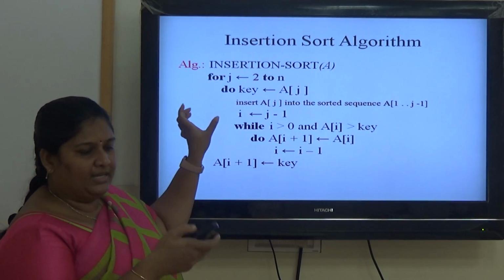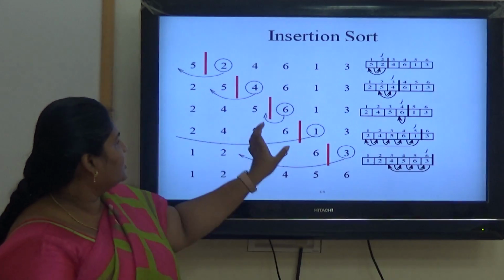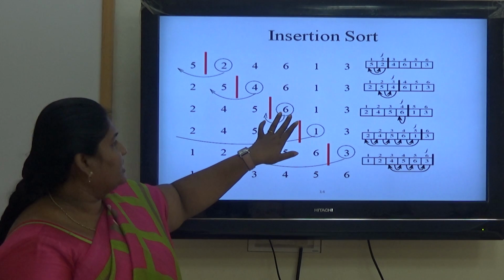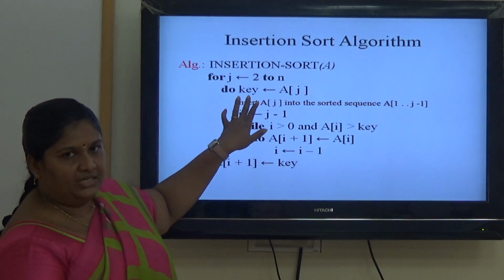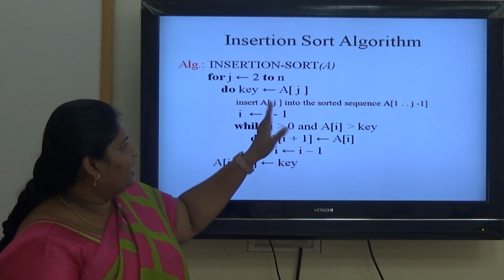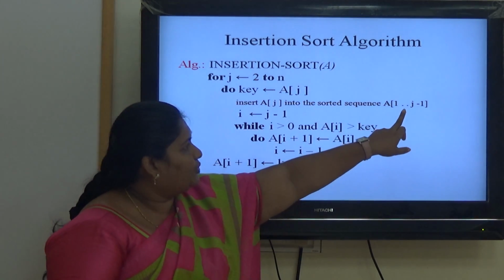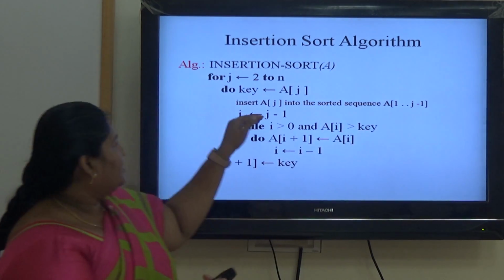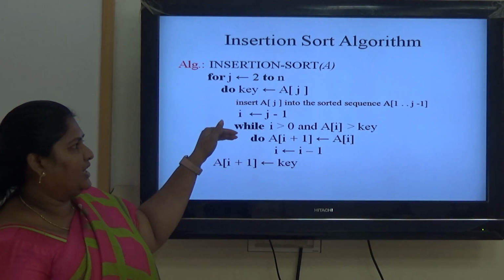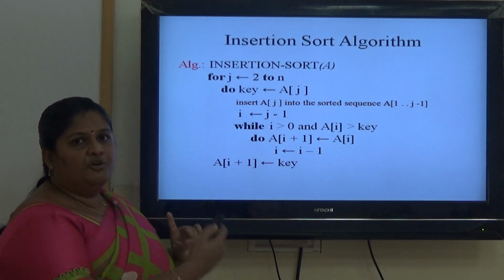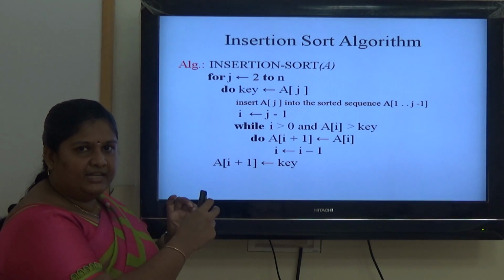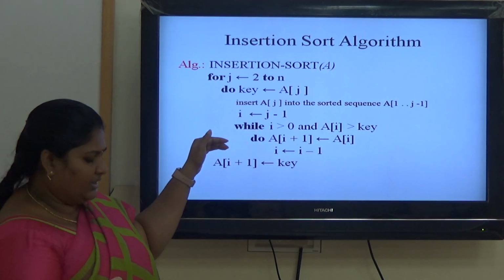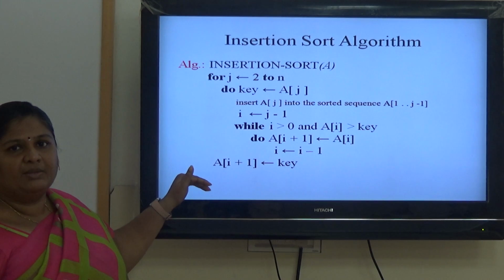For example, when I want to take 6 and insert it here, this element is taken as the key. So A of j is the key, and I am just moving the previous elements. This goes up to the previous elements, from 1 to j minus 1. This while loop is for comparing with the key element. If the key element is smaller than the element being compared, the compared element should be moved. That is done here. In that way the insertion sorting algorithm works.